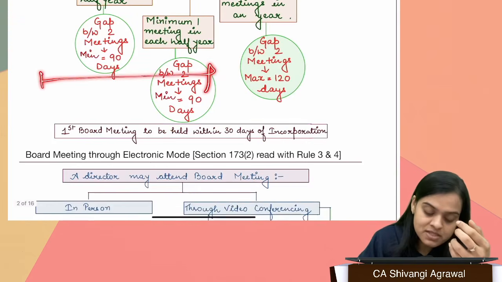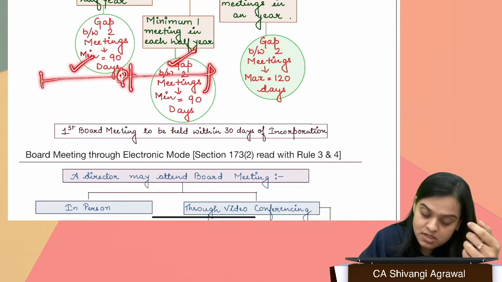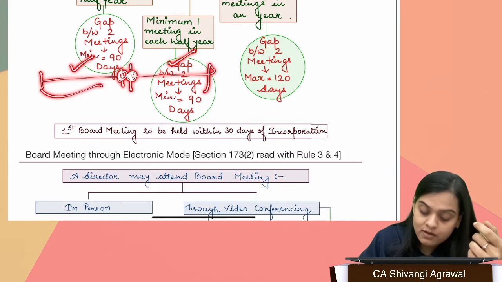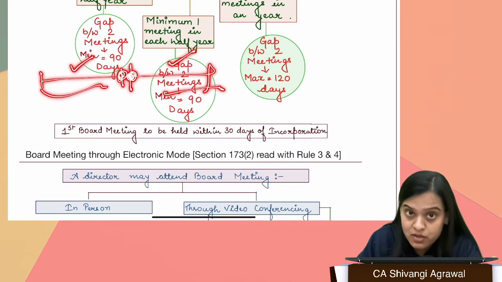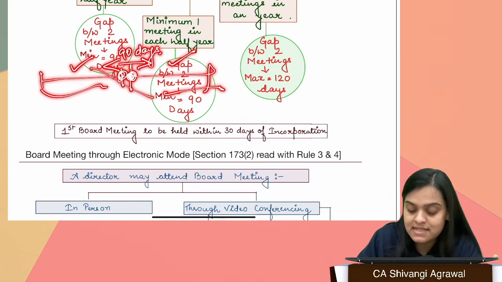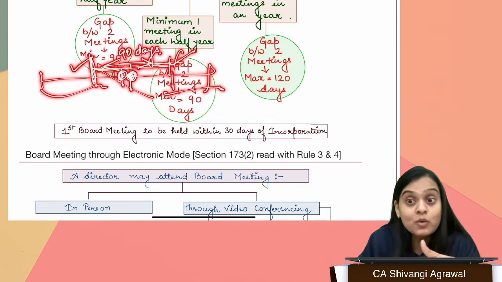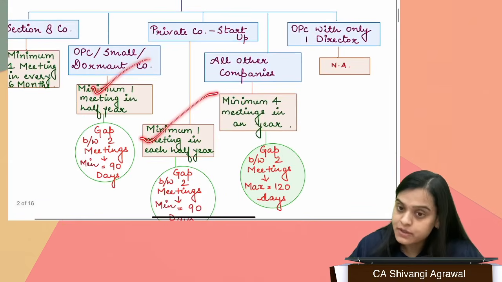Now, here the purpose is that one meeting has to be done in one half, and one meeting in the other. Many companies do 2 meetings in one half, and then all year round the board is not even meeting because only minimum 2 meetings are mandatory for them. So this should not happen. The minimum gap between these two meetings should be at least 90 days, just to ensure that the flow isn't done like that. Okay, so this is for them.